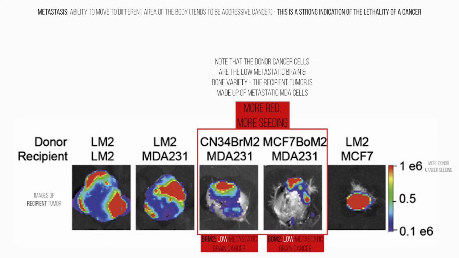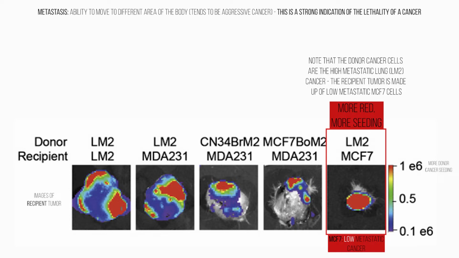So for the first one, the CN34BRM2 are brain metastatic cancer, and the other one, the MCF7BOM2, are bone metastatic cancer cells. And of course, you're seeing lower levels of that seeding from the donor tumor to the recipient tumor, but it's still occurring. And then the final one is where they've changed the recipient tumor just to see if a different type of tumor would have an impact in terms of this migration from the donor tumor to the recipient tumor.